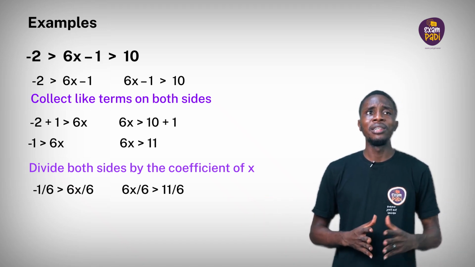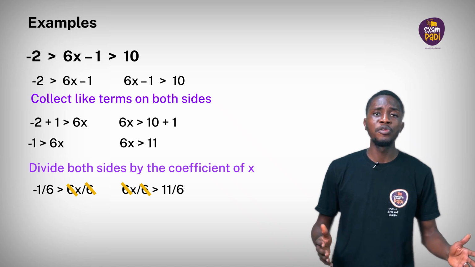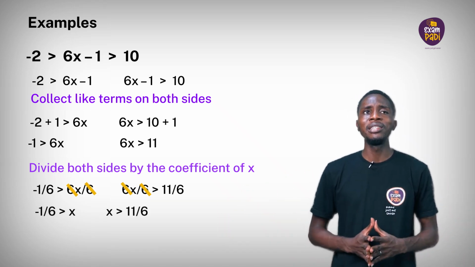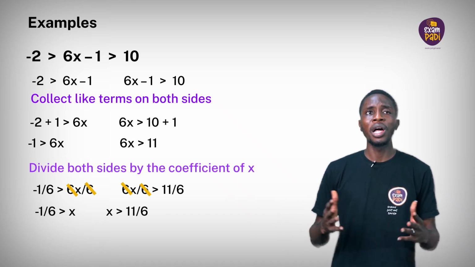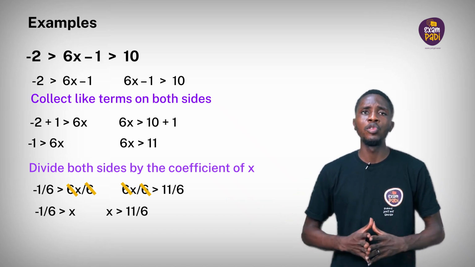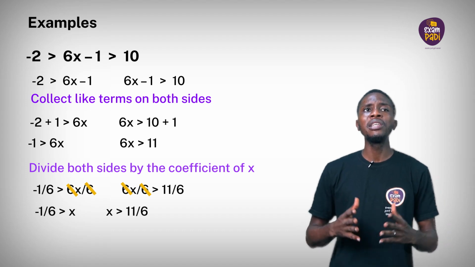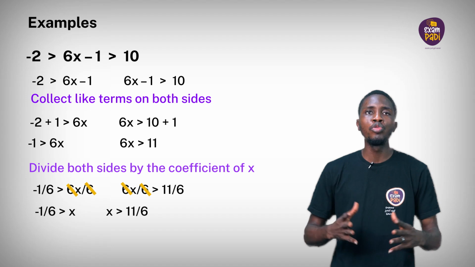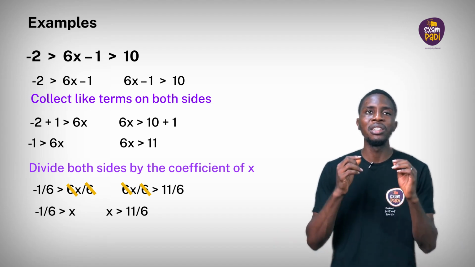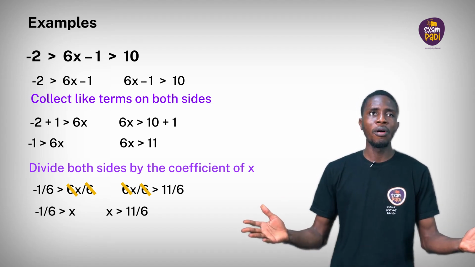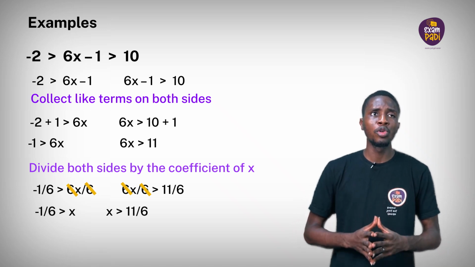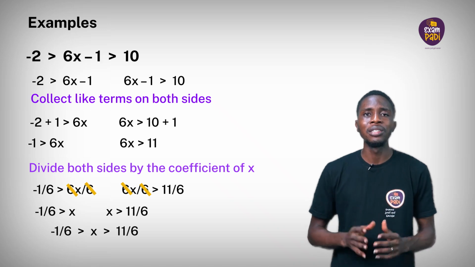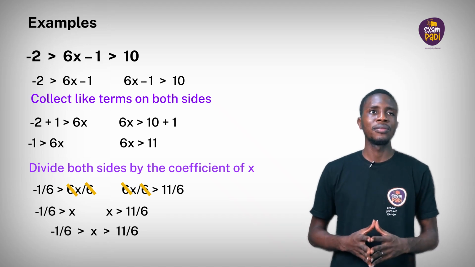On the left-hand side, 6 will cancel 6. We are left with minus 1 over 6 greater than x. On the right-hand side, 6 will also cancel 6. We are left with x greater than 11 over 6. After finding the value of each inequality respectively, we can now merge the two results without repeating the variable x. Therefore, merging the two results gives us minus 1 over 6 greater than x greater than 11 over 6.